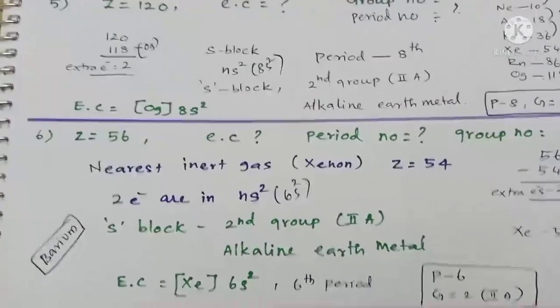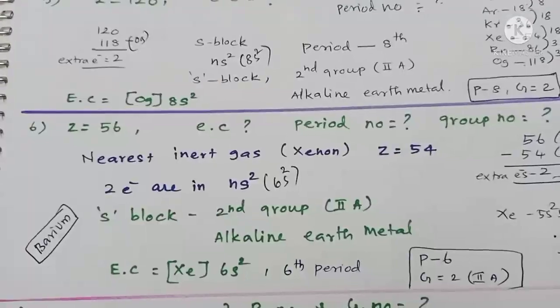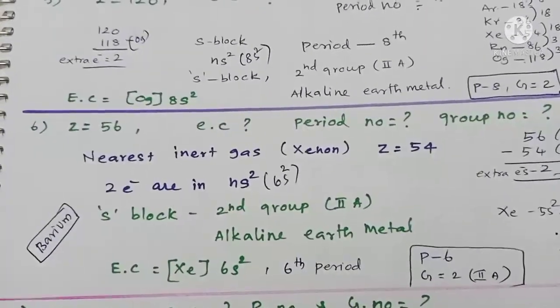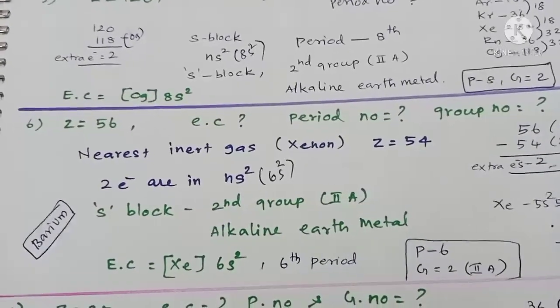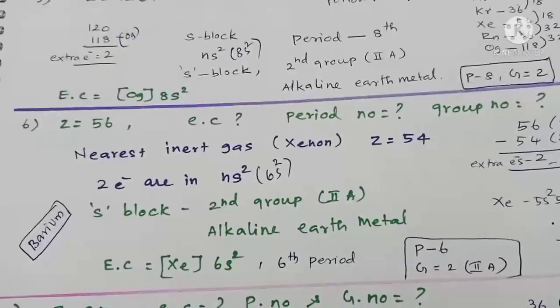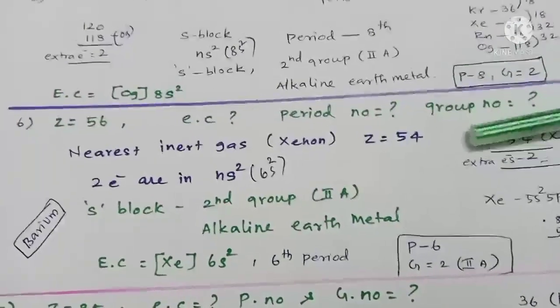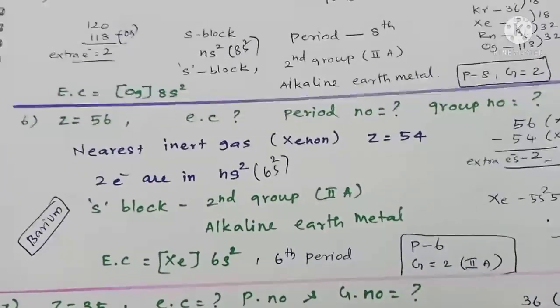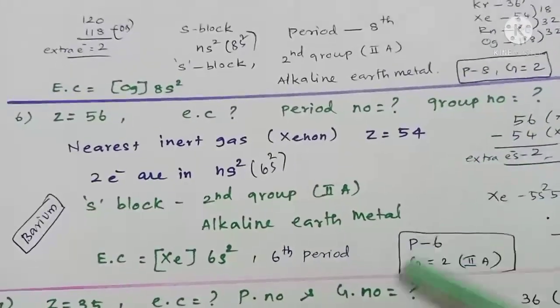An element with atomic number 56. For that you have to find out the period number, group number and electronic configuration. Okay, right. For finding the period number and group number, as I discussed already, you are supposed to write the complete electronic configuration. It is a little bit difficult to write the electronic configuration of higher elements, so for them we follow a different method. Okay, right.